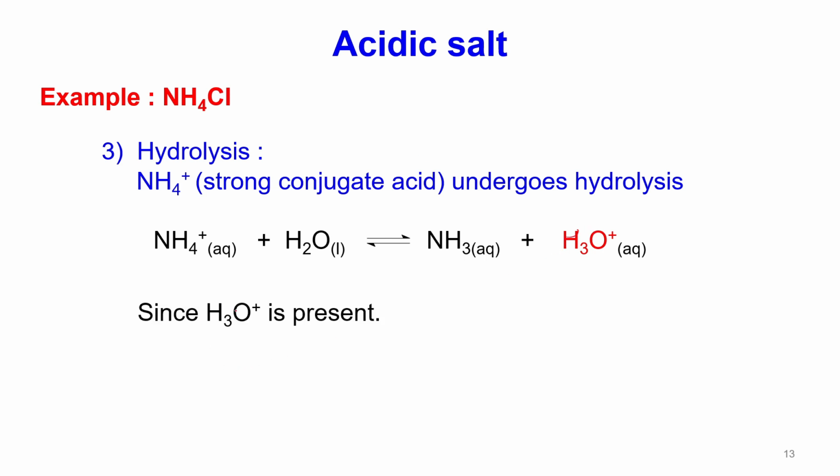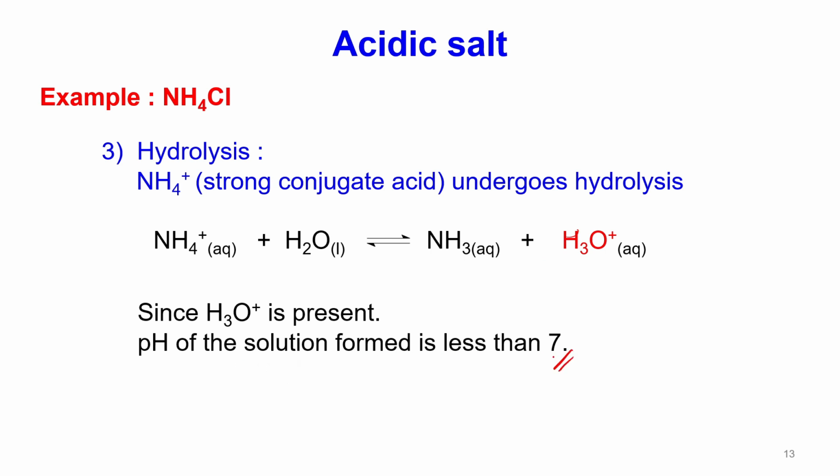Thus H3O plus is present. So if H3O plus is present, it means the pH of the solution produced must be less than 7. So therefore NH4Cl is an acidic salt. Okay, alright.